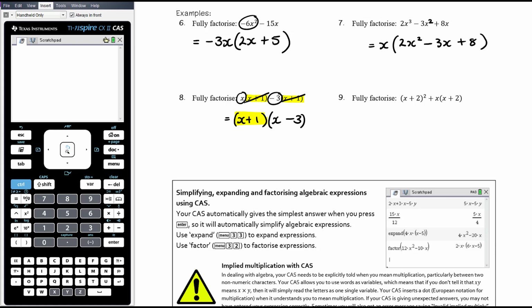Okay, so fully factorised, x plus 1 times x minus 3. As I said, expanding all of that out and then factorising it back again is much less efficient.